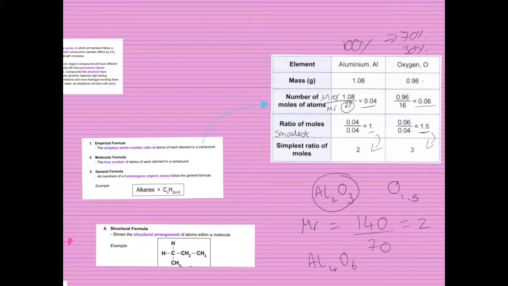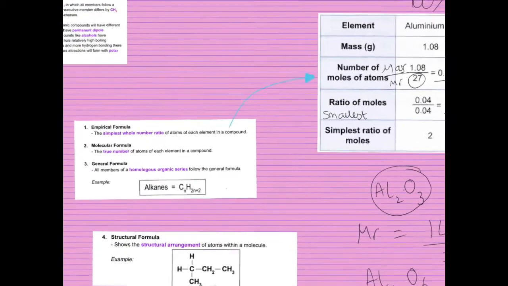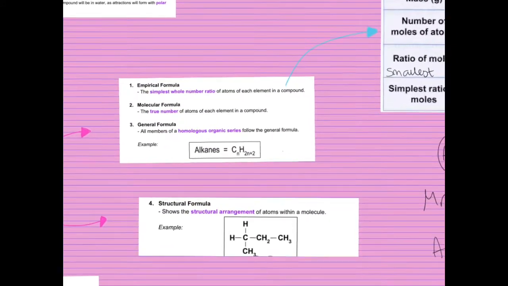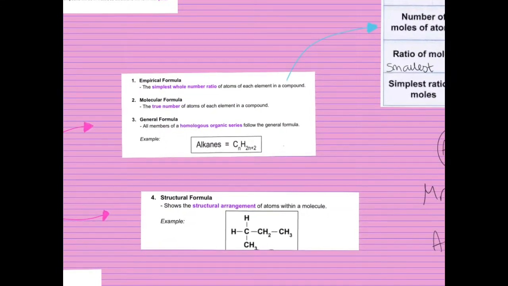So the molecular formula is the true number of atoms, and often they give you the MR of it to work out the molecular mass, okay? General formula, so all members of the homologous series have the same general formula, that's the one for alkanes, okay? Alkenes is the other one that you most probably know, CnH2n. As we go along, you'll learn the rest.